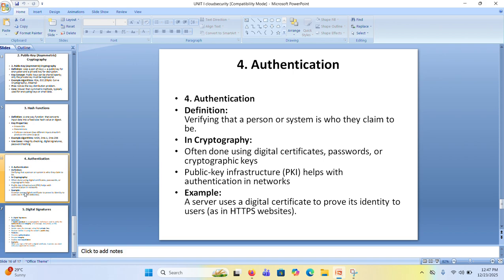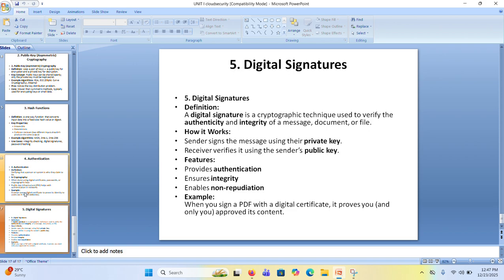Digital signature: a cryptographic technique used to verify the authenticity and integrity of messages, documents, and files. The sender signs the message with the private key and the receiver verifies it using the sender's public key. Features: it provides authentication, ensures integrity, and enables non-repudiation. For example, when you sign a PDF or a digital certificate, it proves its content.